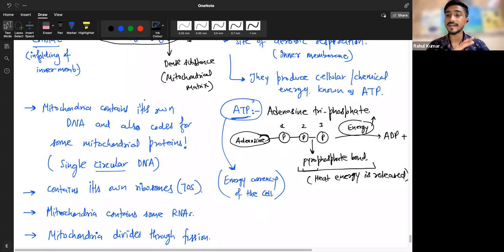So mitochondria are technically, biologically, aliens. They are other organisms living inside our own cells, but they have accepted our cells as their home, and they started helping us to produce more energy, and we started helping them with shelter, nutrition, and a safe environment to multiply.